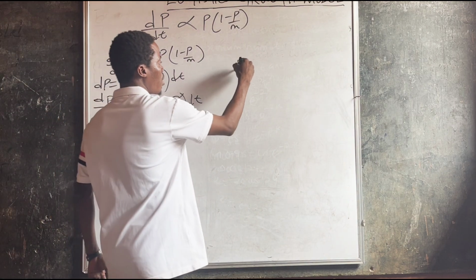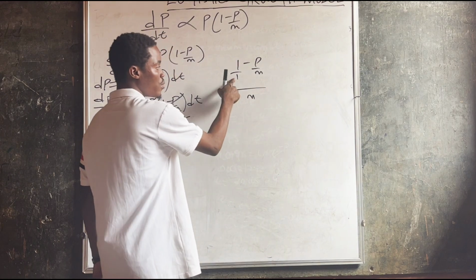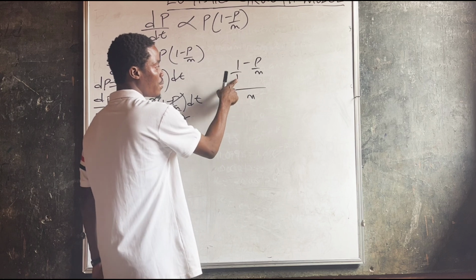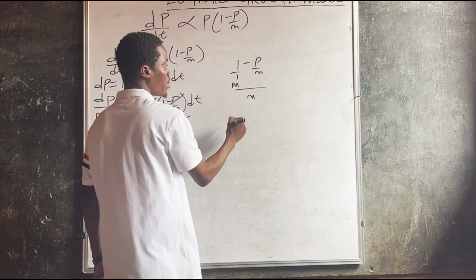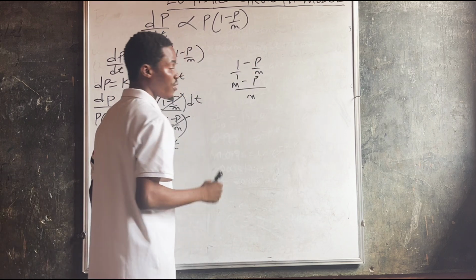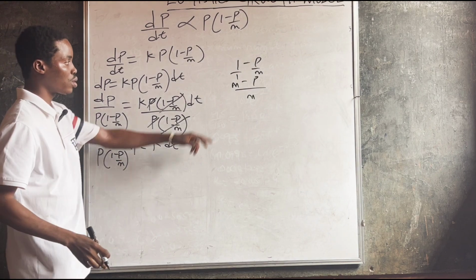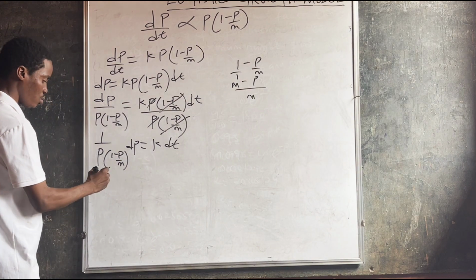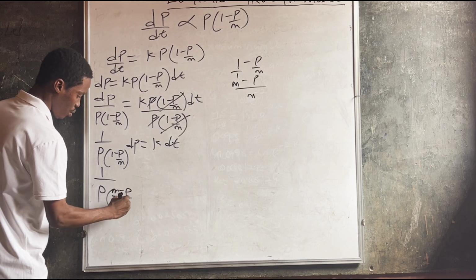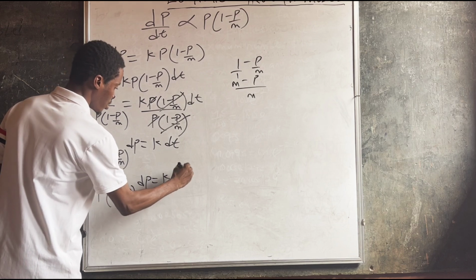If you have 1 minus P over M, the common denominator is M. M divided by M is 1, times 1. We are going to have M minus P over M. So 1 minus P over M, when I solve it, I get M minus P over M. So in this case, we have 1 over P times (M minus P) all over M dP is equal to k dt.